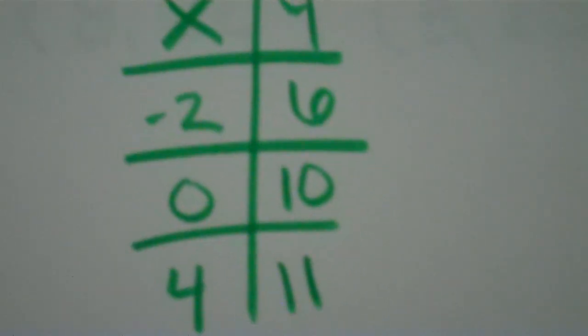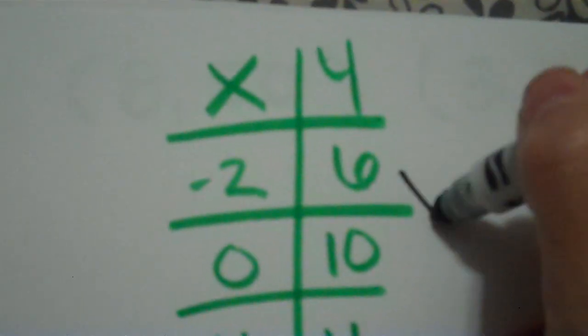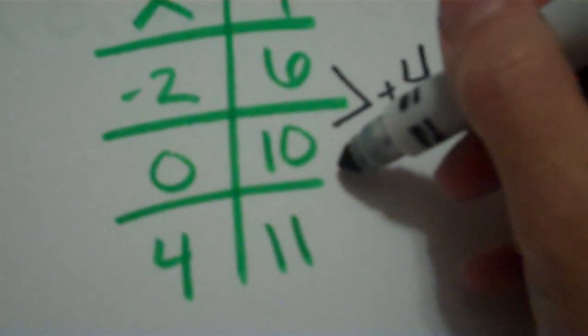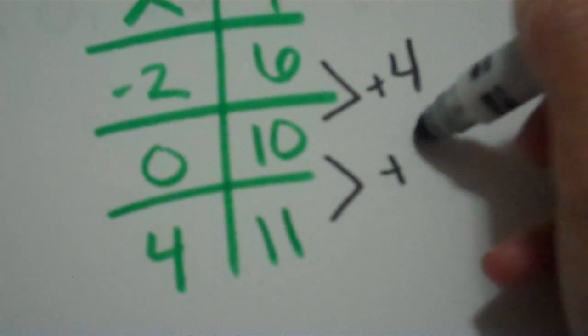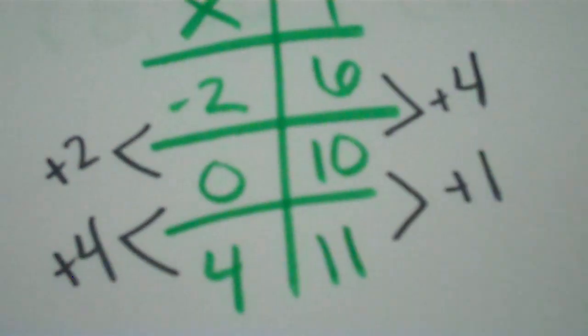I have 2 more things to show you. They're different, so make sure you're watching. Copy down that table real quick. I'm going to show you why this one's different. From 6 to 10, you add 4. From 10 to 11, you add 1. From -2 to 0, you add 2. And from 0 to 4, you add 4. Alright, because 0 plus 4 is 4.